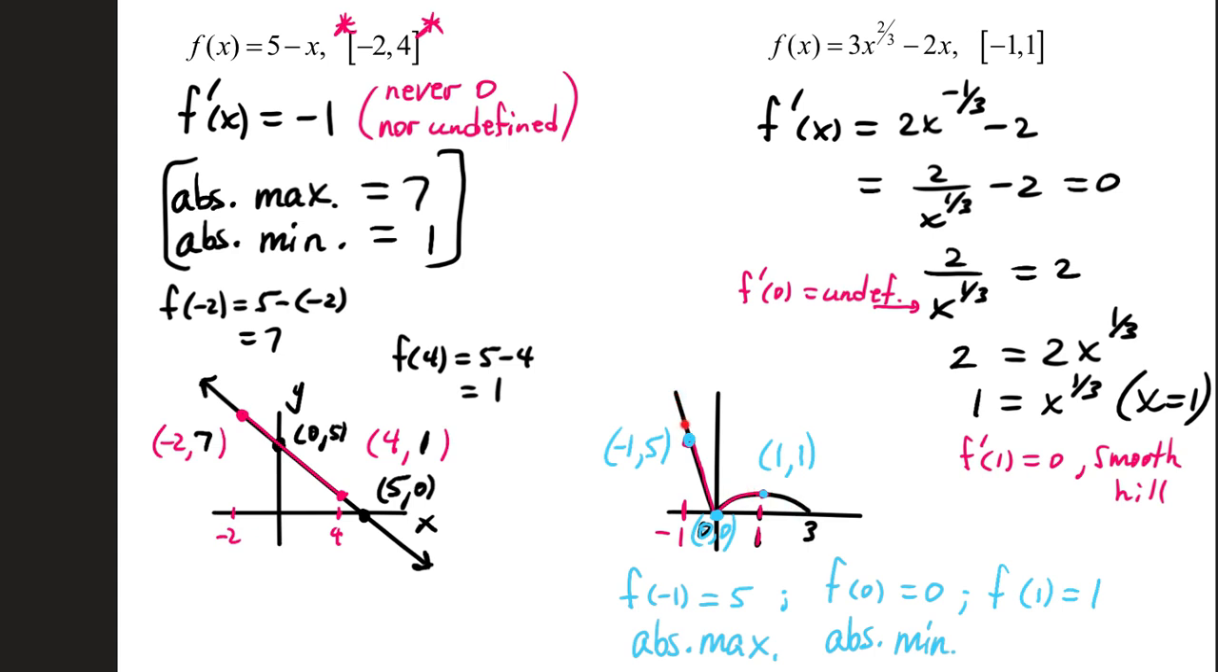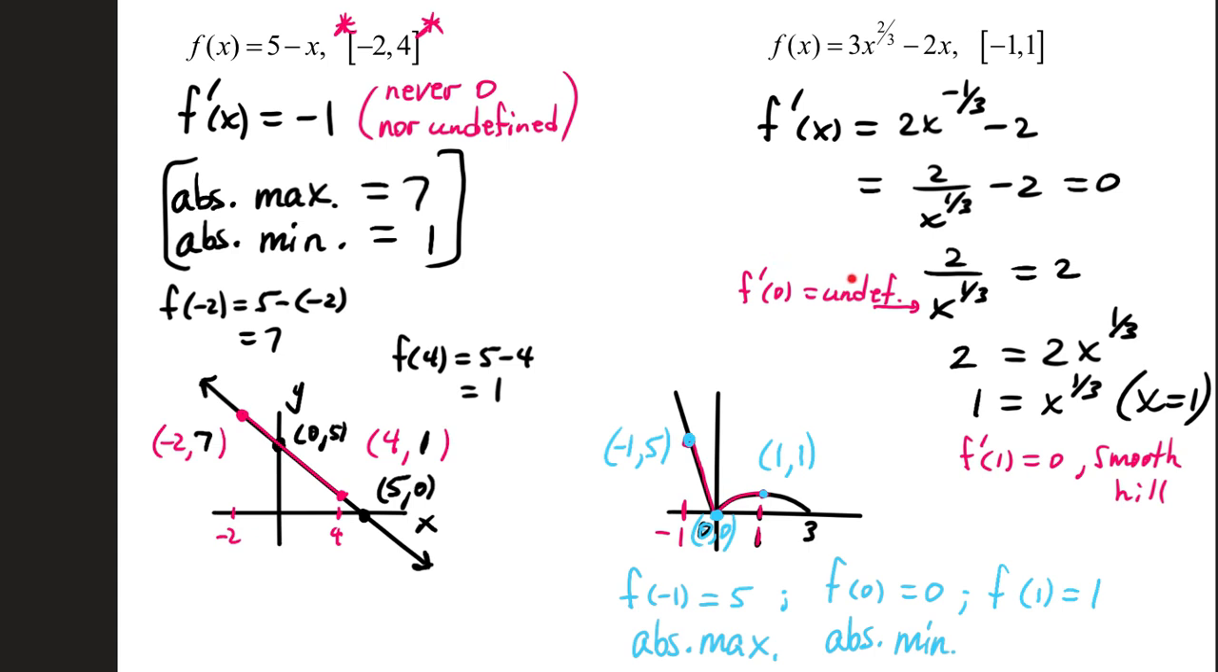So there's a couple things going on here. When it comes down at the origin, it's not smooth. It makes a sharp turn. When x is 0, notice that our derivative was undefined. At +1, we have the top of a smooth hill. When x was 1, our derivative was 0. So there's a subtle difference there you've got to watch out for.